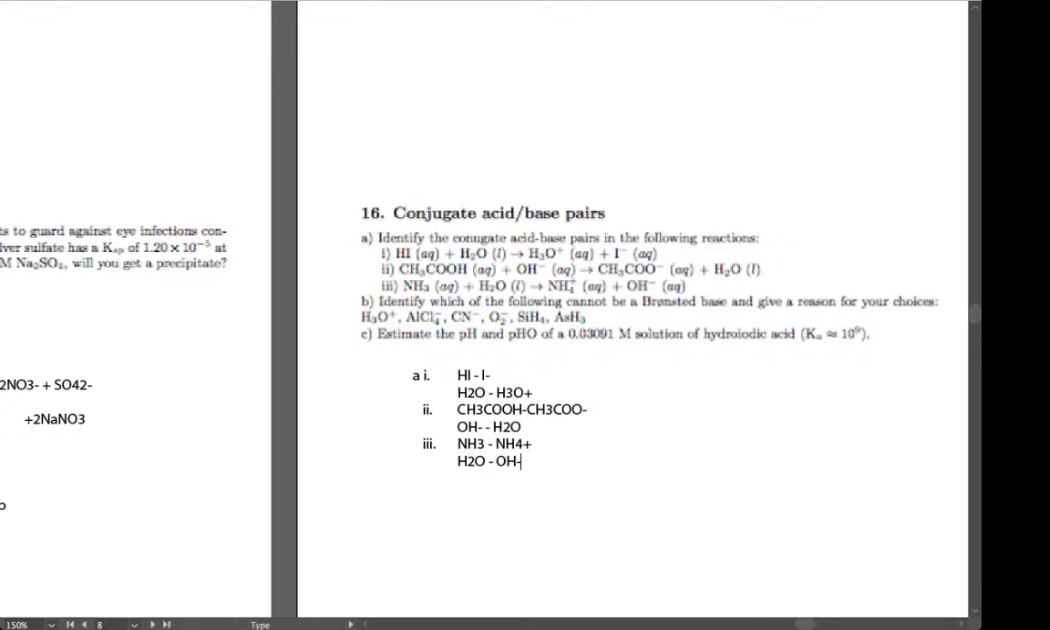There we go. And then, identify which of the following cannot be a Bronsted base and give a reason for your choice. H3O plus. It gives, so no. Because a Bronsted base literally means that you receive, and unfortunately H3O plus is not one of them. Unfortunately it cannot receive.